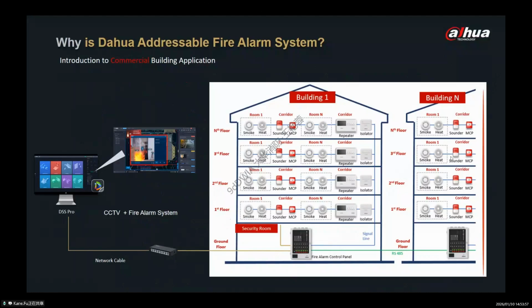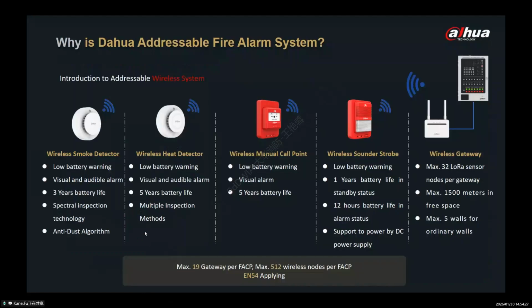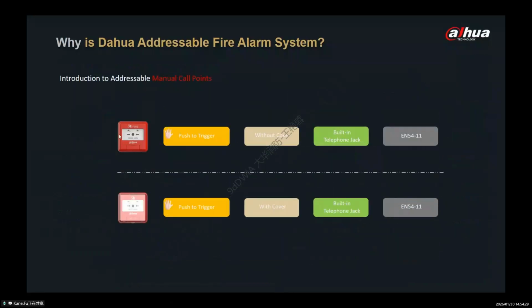I see the manual call point includes a jack. How to connect with the fire telephone panel? You mean how to connect the manual call point to the loop, right? Manual call point, yes, the jack in the manual call point. How to connect to the fire telephone panel?